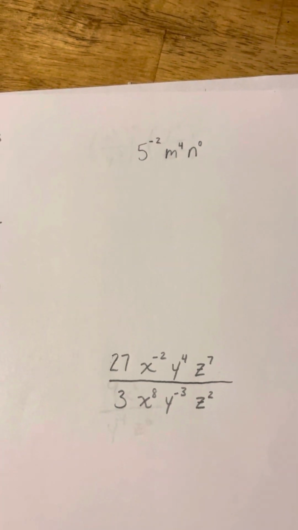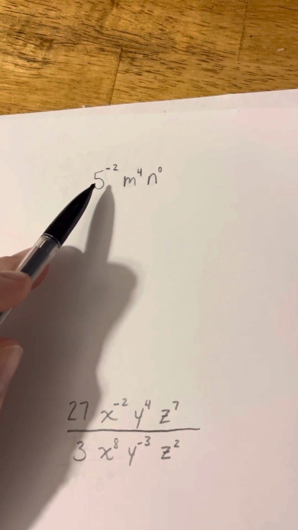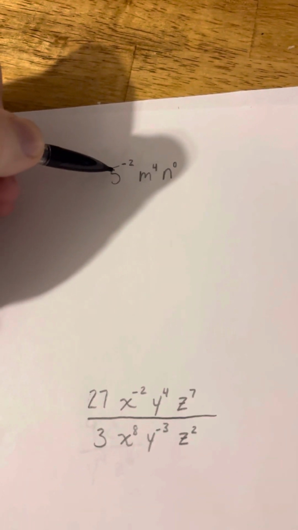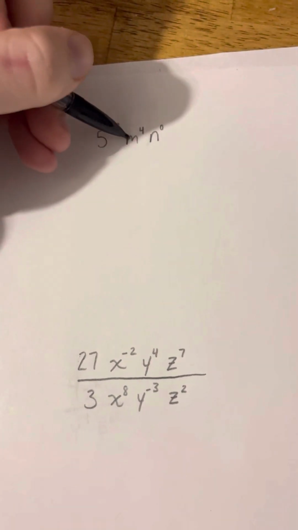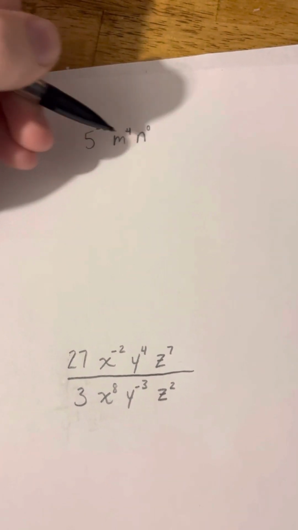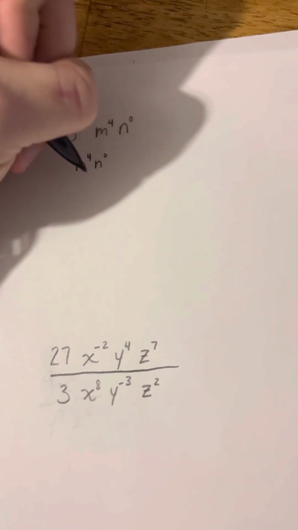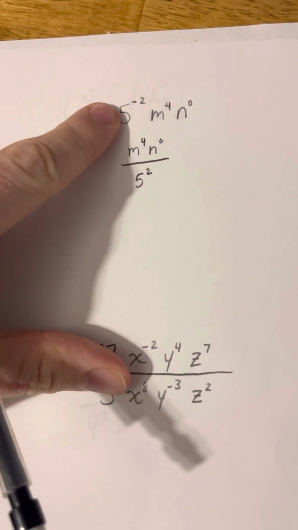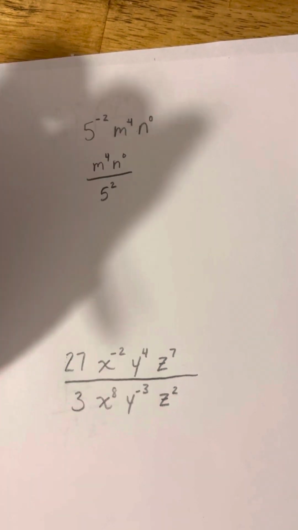Okay. All right, so we're looking at this next one, same idea. Any of the negative exponents you want to make positive by taking to the other side of the fraction. So right here, this 5 to the negative second, to make it positive, it goes to the bottom. So I would still leave m to the 4th and n to the 0 on top because they have positive exponents. And then 5 to the positive 2 goes on the bottom because it was negative. So a couple of things you can do to simplify this.